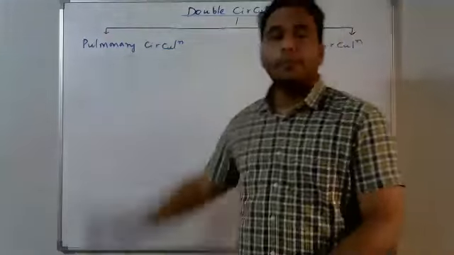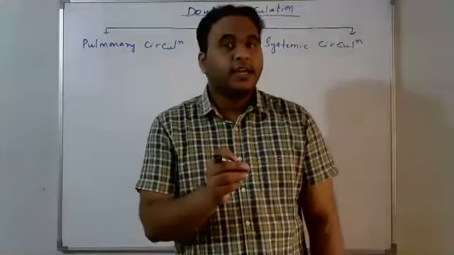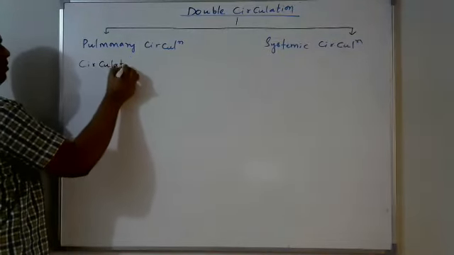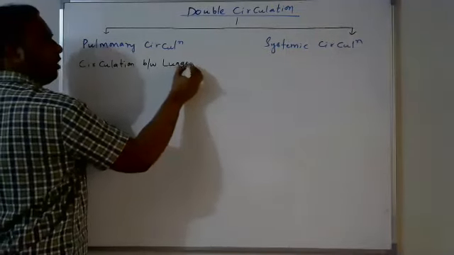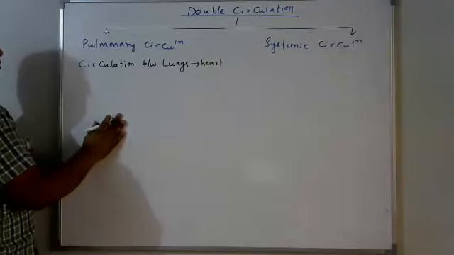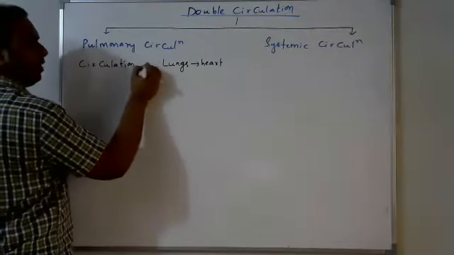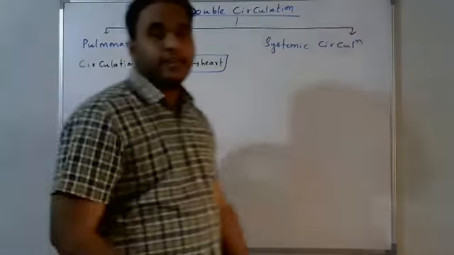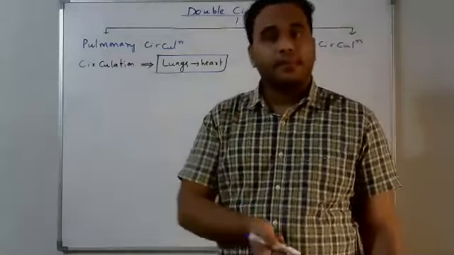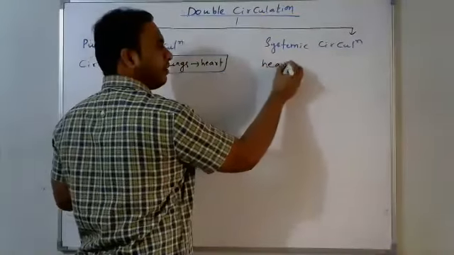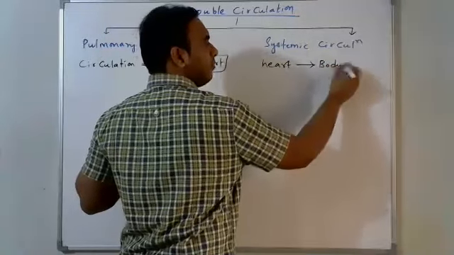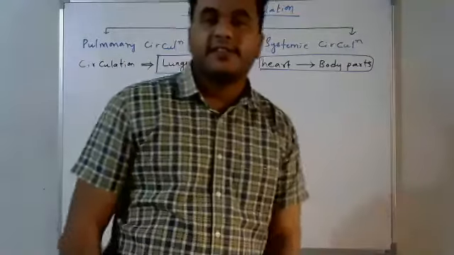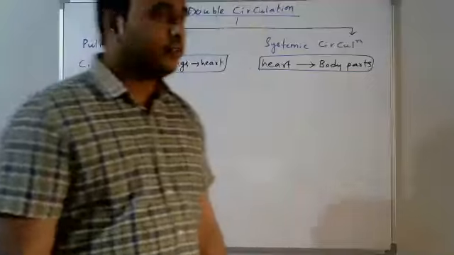Coming to pulmonary circulation, it is the circulation between the lungs and heart. Clear now? This lungs to heart circulation, that's it. Next, the systemic circulation, heart to various body parts. The circulation of blood from heart to different body parts is nothing but systemic circulation. So now what is the pathway we will discuss?